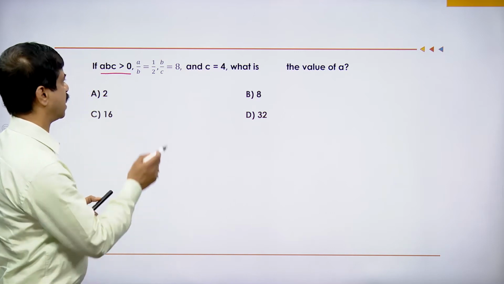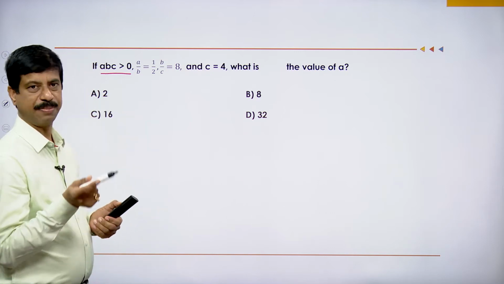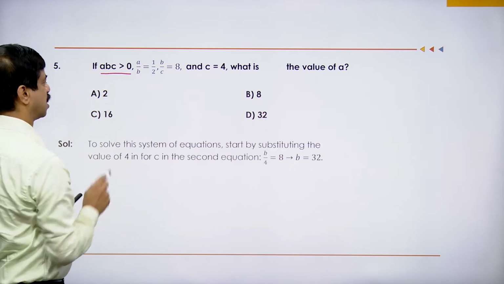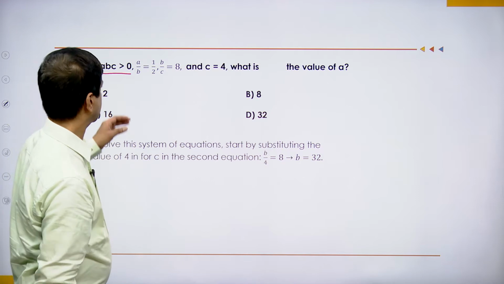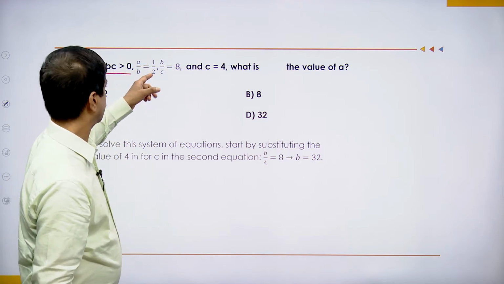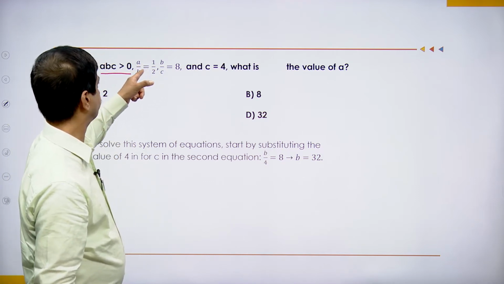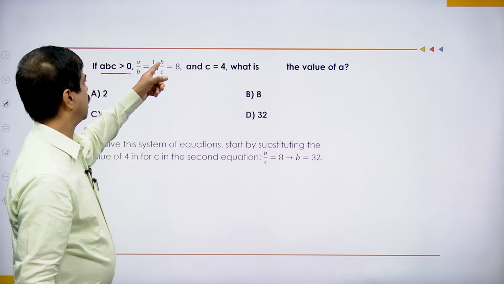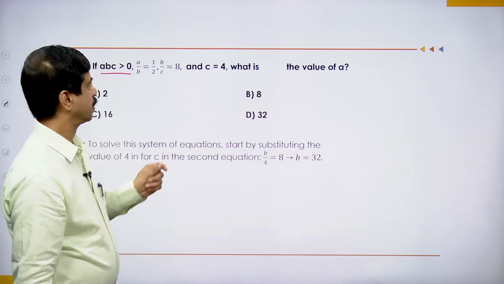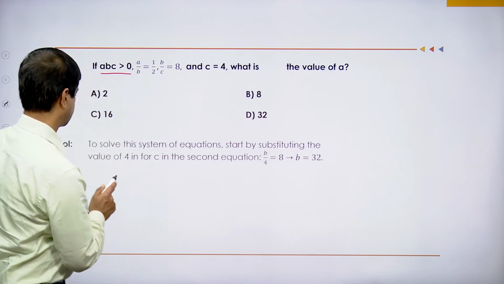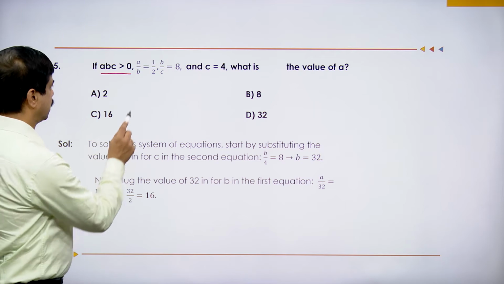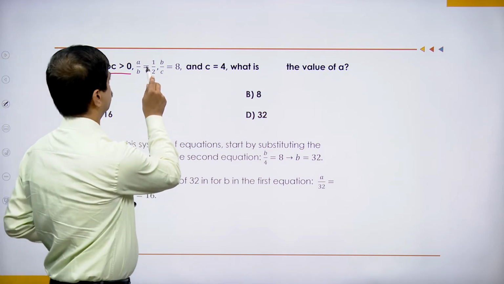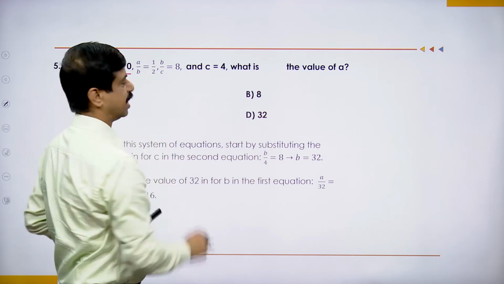So what is A? I need to find out the value of A, which means I need to eliminate B. From A by B equal to half, which is given, I can get B equal to 2A. So the first one says B equal to 2A, the second one says B equal to 8C. So I can equate A equal to 8C.